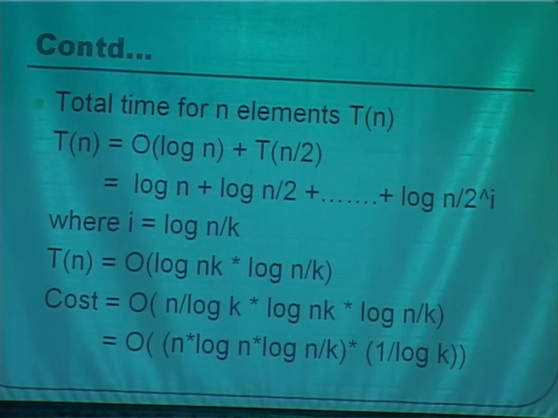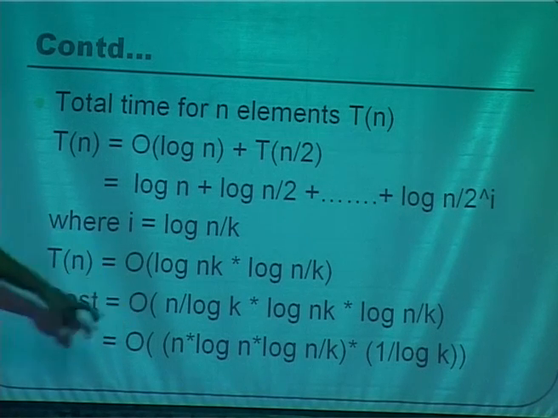So this is log n plus log n by 2 till log n by 2 raised to power i, where i is log n by k. That means we leave the partition when the partition length is less than k. If we do this summation, it comes out to be order of log n into log n by k, which is still log n by k, because k value is bound by n. This time complexity is of same order as they proposed, and the cost comes out to be n by log.